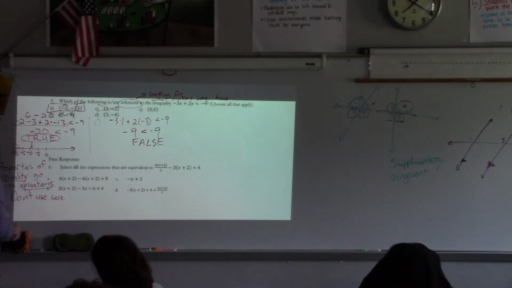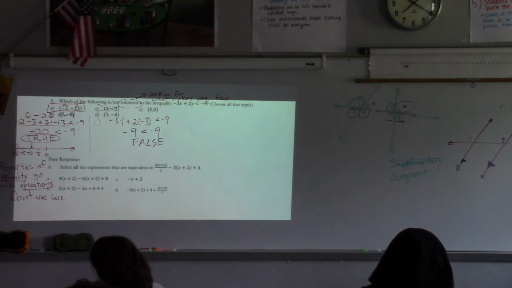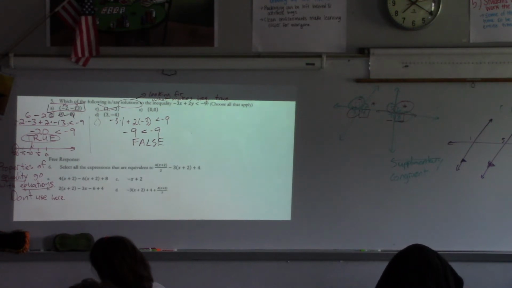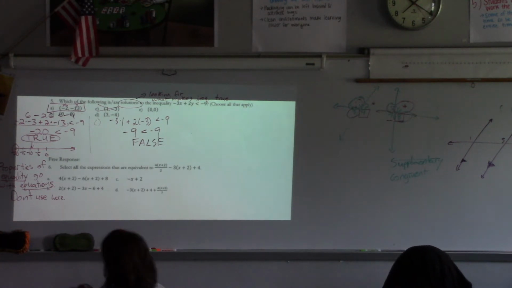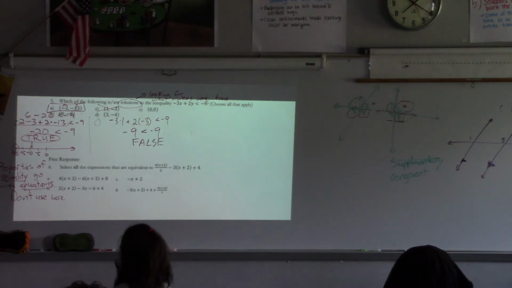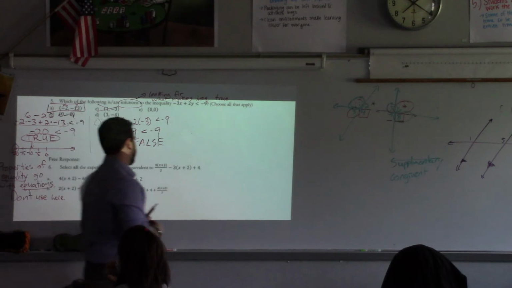What properties can you use? There are two properties that you can still use. Simplify. Well, yes, you can always simplify, but it's not really a property. Distribute. You can use distributive property and commutative property. Close enough. Okay?